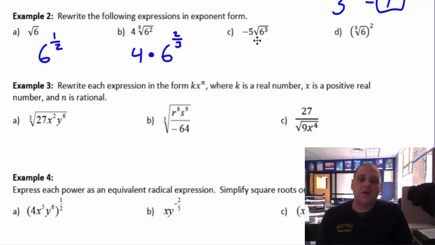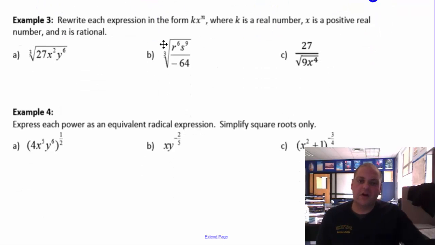Got it? And then here we go. -5 times 6 to the 1/3. Again, cannot multiply because the -5 is not part of the root. And then here I have 6 to the 2/3. 2 is the power, 3 is the root. 6 to the 2/3. Just kind of going backwards there, using our rules.